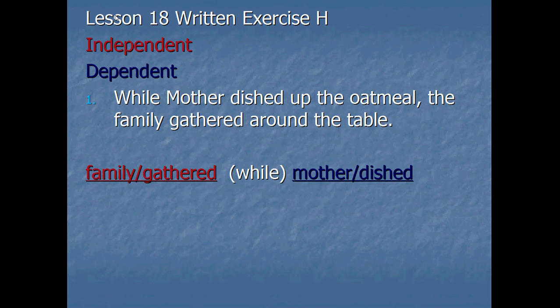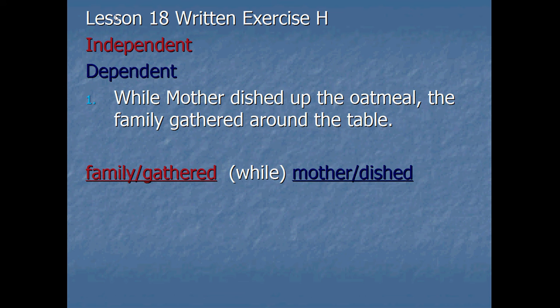All right, now we're going to do lesson 18, written exercise H. The directions say that we are to diagram the skeleton. That's the only thing that I want you to do. Now I have put the independent clause in red and the dependent clause in blue just to give us a little bit more practice in identifying these two types of clauses.